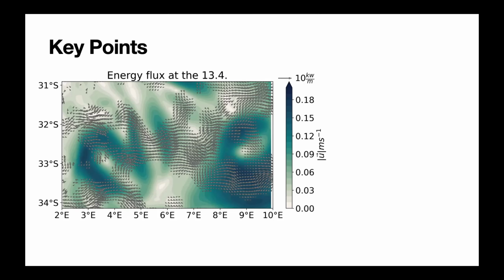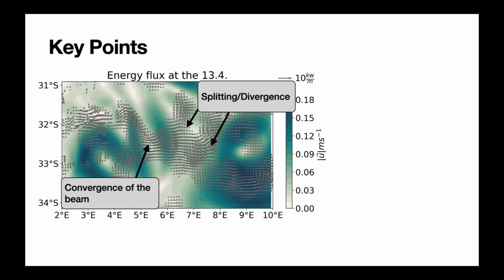but they seem to go a bit more to the west or to the south, depending on where they meet their eddies. What I'll try to show is that there is some convergence happening, or splitting and divergence, really depending on the location of mesoscale structures.